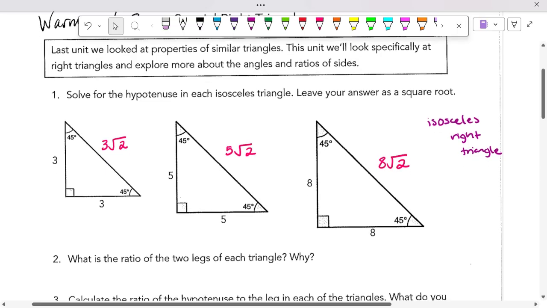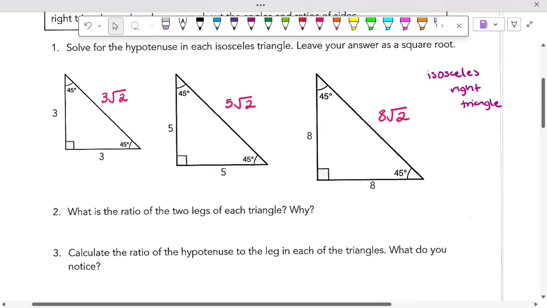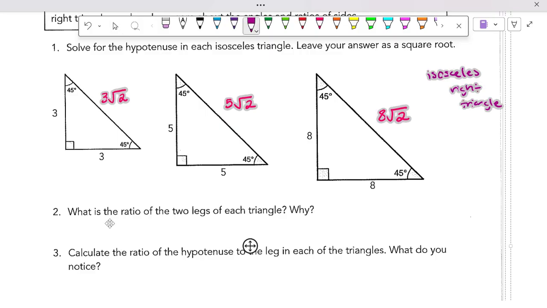All right. Now, what is the ratio of the 2 legs of each triangle? You literally just had to take the 2 legs, put one over the other. So let's see, Sutton was the last one. So Sutton, pick someone to tell me number 2. So what's the ratio of the 2 legs? 1. So if you do 3 over 3, that's equal to 5 over 5, which is equal to 8 over 8, which is 1.